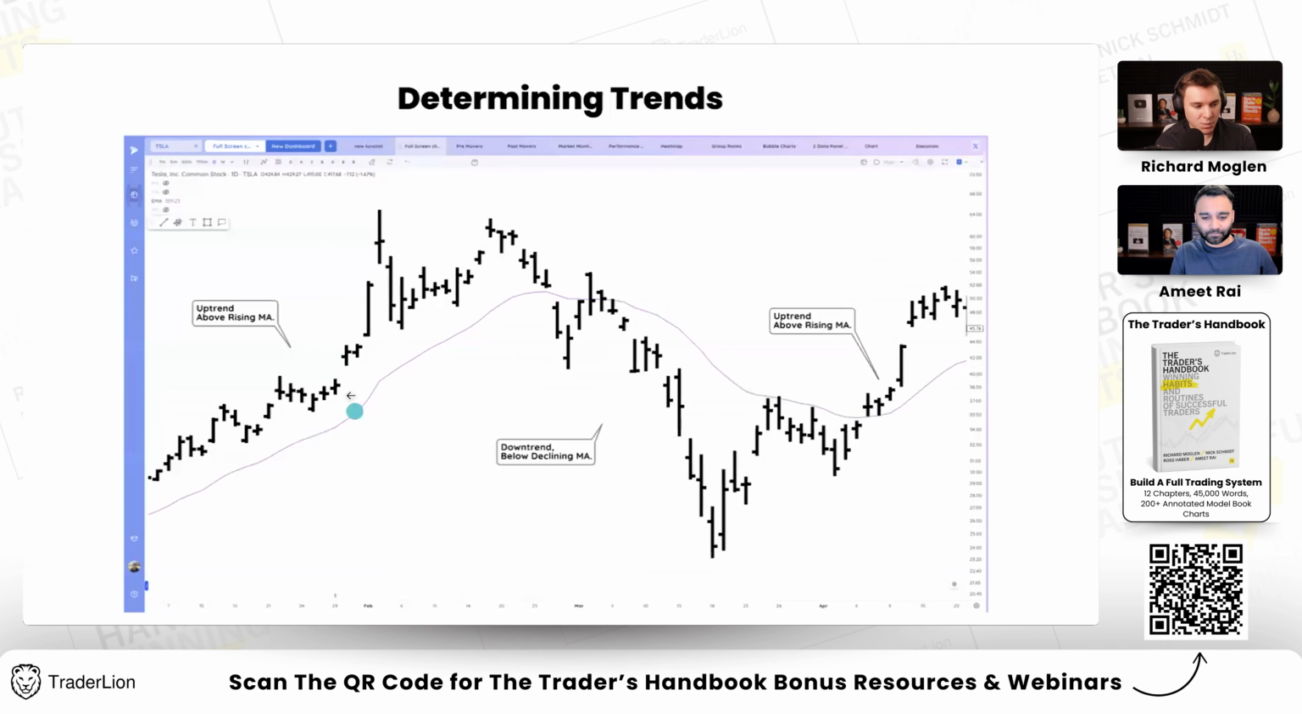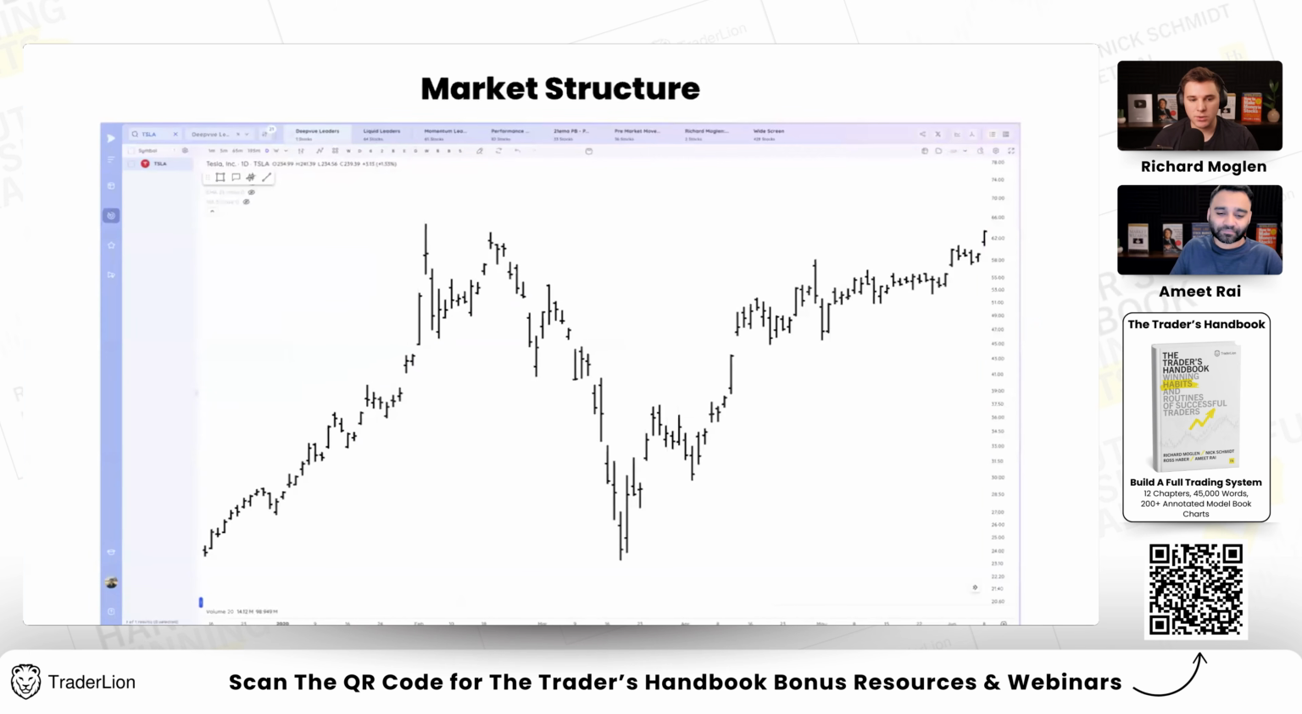All right, so that's using a moving average. Very easy to do. The second way is to just use market structure, the definition of trend. What's the definition of an uptrend? It's higher highs and higher lows. What's the definition of a downtrend? It's lower lows and lower highs.